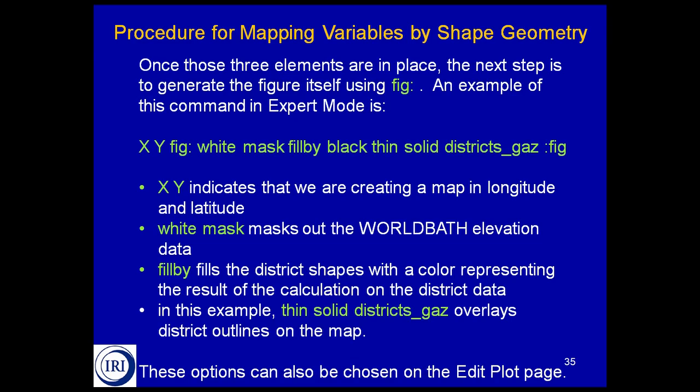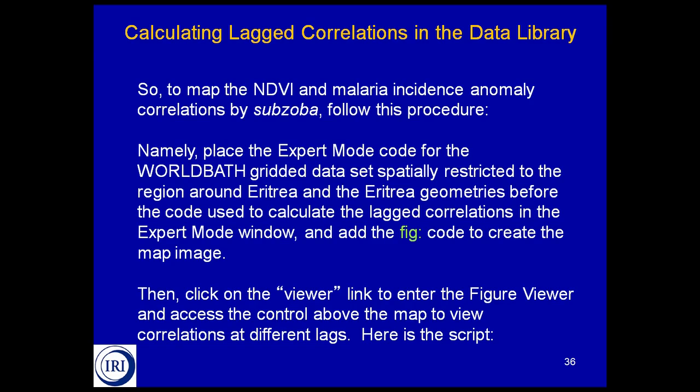You can put that information into expert mode, or you can also go to the edit plot page and enter this information there. So to map the NDVI and malaria incidence anomaly correlations by subzoba, follow this procedure. Place the expert mode code for the world bath gridded dataset spatially restricted to the region around Eritrea and the Eritrea geometries before the code used to calculate the lagged correlations in the expert mode window, and then add the fig: code that we just went through to create the map image. Then you would click on the viewer link to enter the figure viewer and access the control above the map to view correlations at different lags.